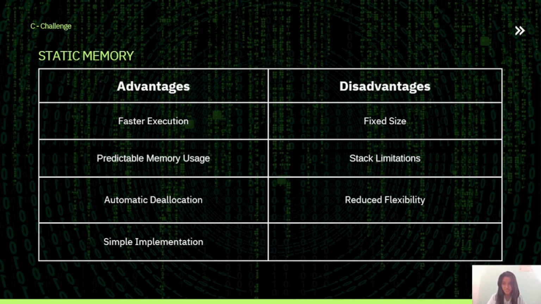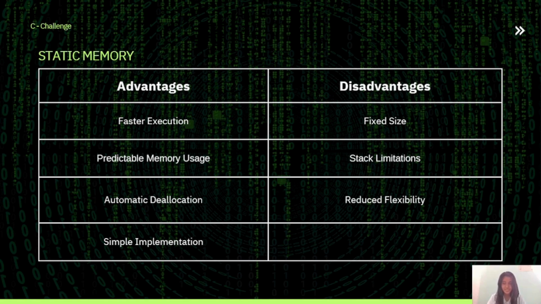Number three, automatic deallocation. Memory allocated statically is automatically deallocated when the program or the function scope ends. This eliminates the need for manual memory management, reducing the risk of memory leaks or dangling pointers. Plus, simple implementation. Static memory allocation requires no additional code or functions for managing memory, as everything is handled by the compiler. This simplicity makes it easier for beginners to understand and implement.